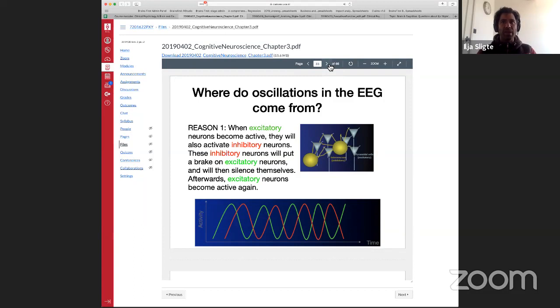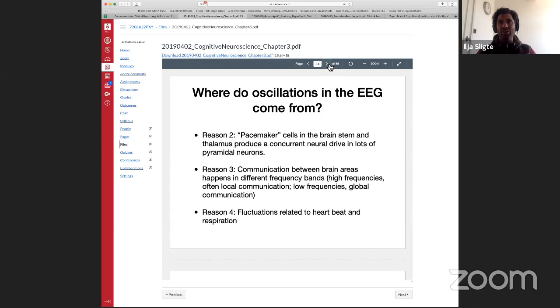So this is the basic reason why you always see these oscillations to start off with, because these excitatory neurons are coupled to inhibitory neurons. Is this clear? Yes. Okay. Of course, there are also other reasons.